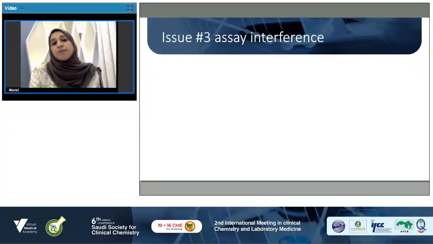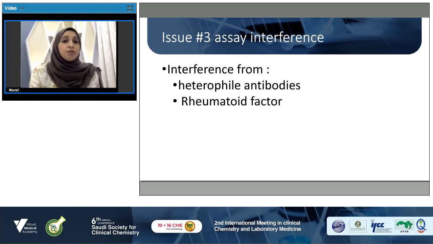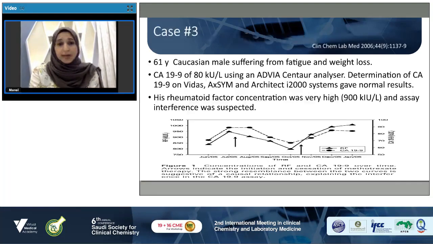Issue number 3 is that it's an immunoassay. So there is assay interference like in all immunoassays, as Dr. Hebes explained in her first presentation. It could be heterophile antibodies, it could be rheumatoid factor, it could be the hook effect. This is a 61-year-old Caucasian man who was suffering from fatigue and weight loss.